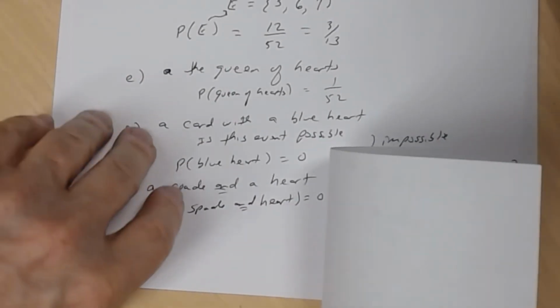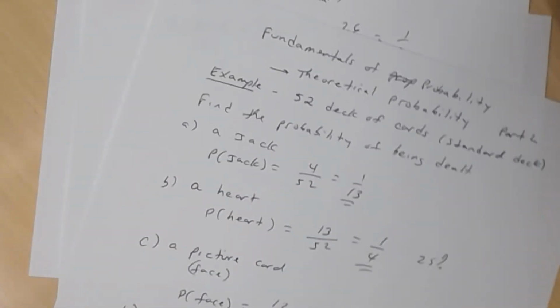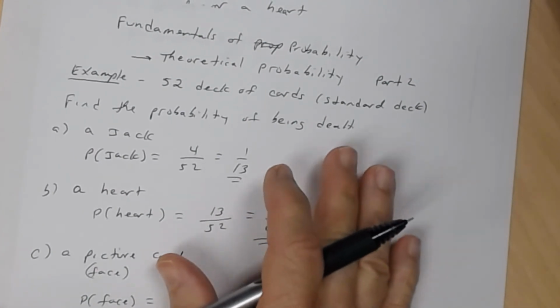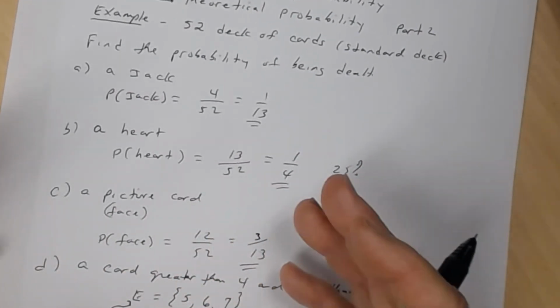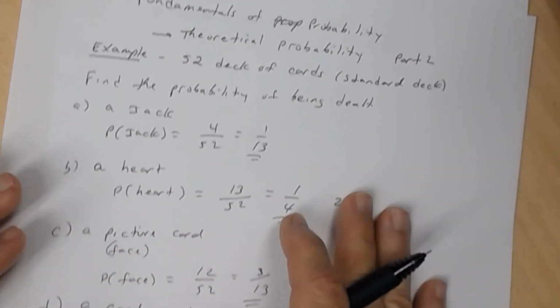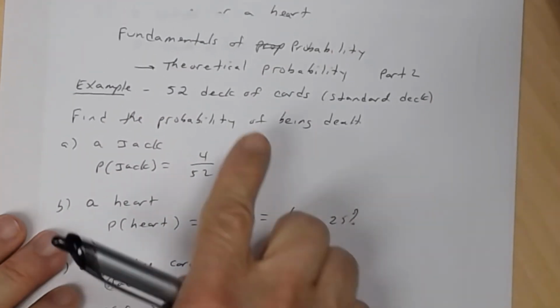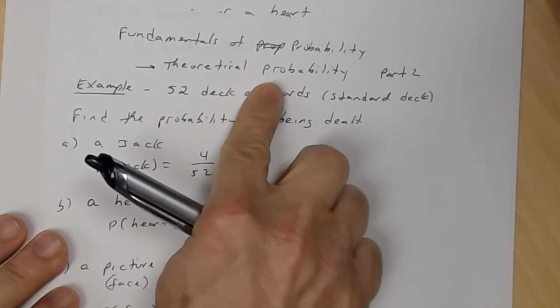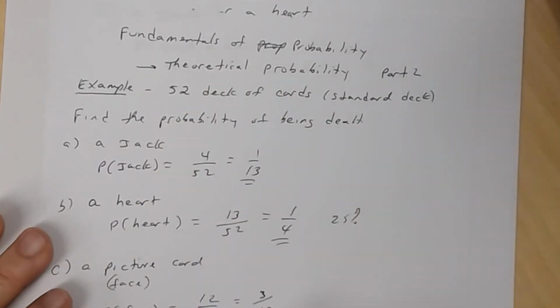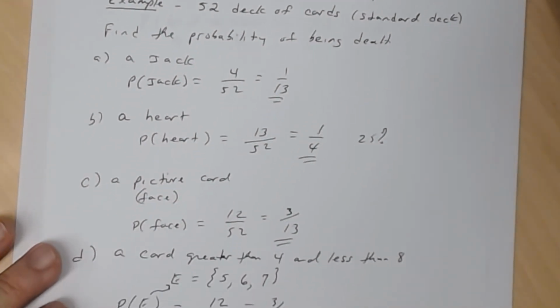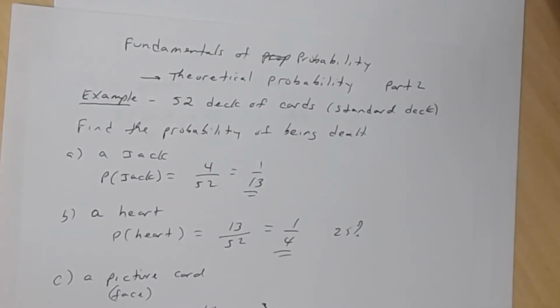So that's going to take care of this problem. I just wanted to do a problem with a standard card deck because that's the most common theoretical probability example that's always used. The standard deck is always the most common one used when we talk about theoretical probability. All right, so that's going to take care of this lesson.